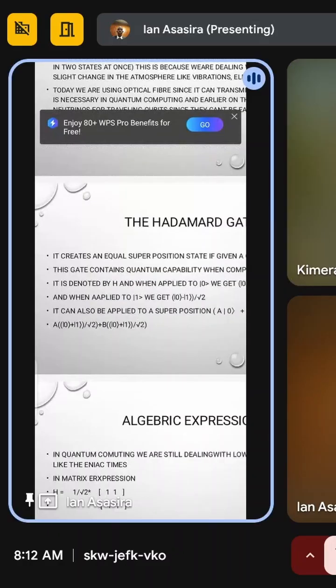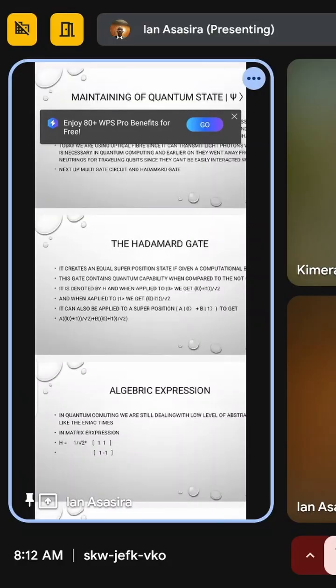So last week we covered the NOT gate, and the NOT gate was the first gate we covered, and it's similar to the classical NOT gate. So it flips one state from, let's say, ket state 0 to ket state 1, and we said it's an identity matrix.